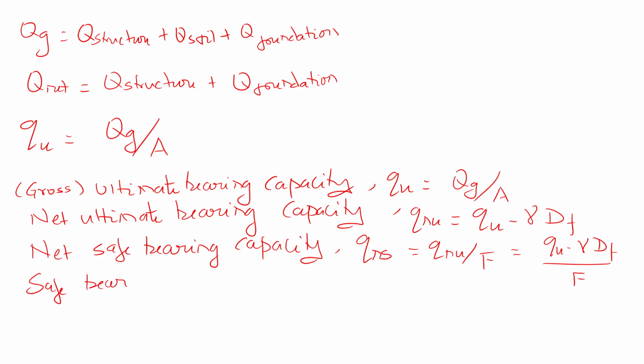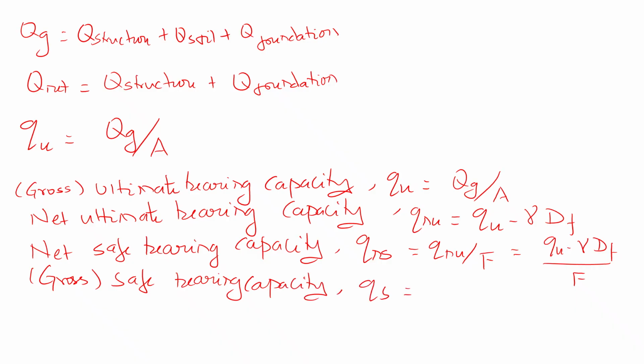Finally, safe bearing capacity, which means the gross term is there. Usually they won't say it as gross safe bearing capacity, just as safe bearing capacity. QS is nothing but QNS plus gamma DF, which is QNU divided by factor of safety plus gamma DF. All these things belong to shear criteria.